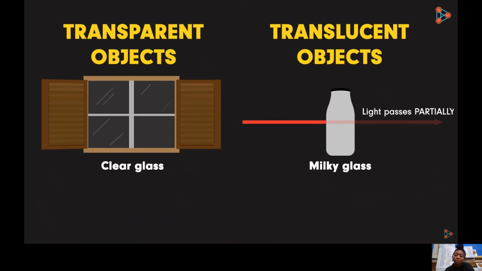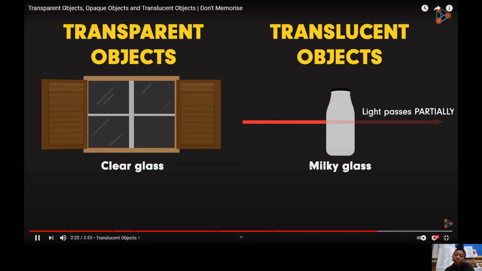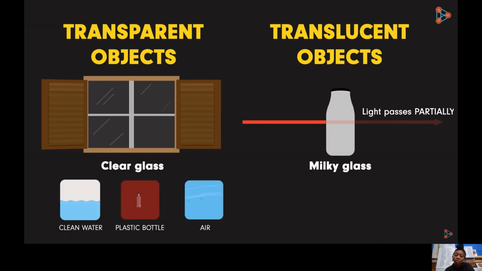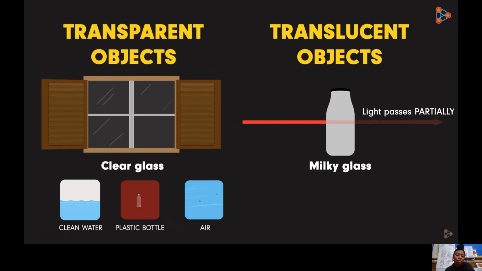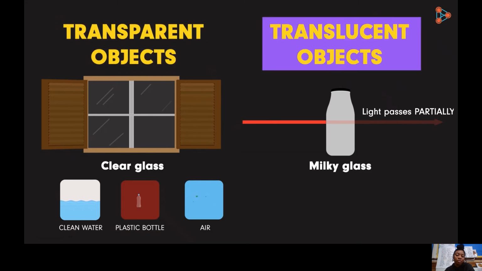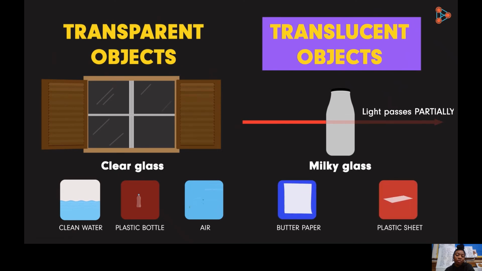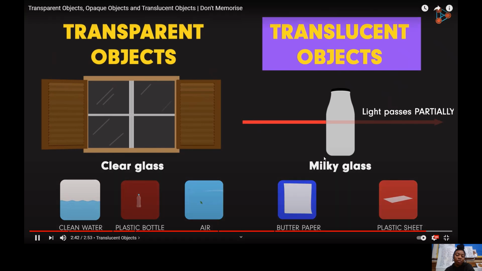We can easily think of examples of opaque objects. But can you think of other transparent or translucent objects? Yes, clean water, glass, clear plastic bottles, and air are all examples of transparent objects. Can you think of examples of translucent objects? Yes, butter, paper, thin sheet of plastic, milky glass are a few examples of translucent objects.